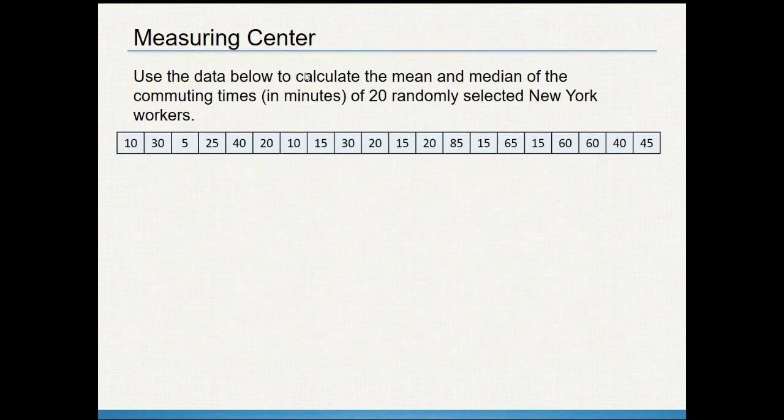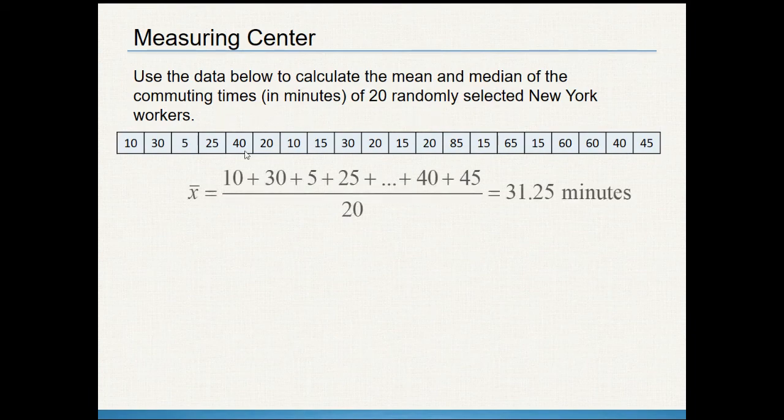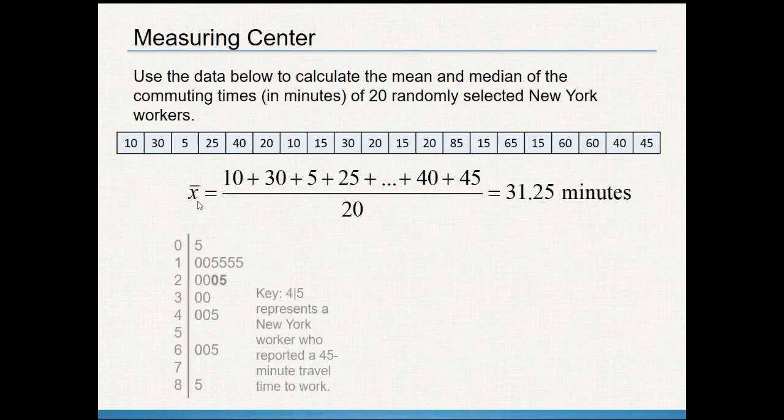So we have a data set here. Let's use this data set to calculate the mean and the median. This is commuting times in minutes of 20 randomly selected New York workers. To calculate the mean, we would add them all together. So we'll go down through here and add up all these numbers, and we'll divide by 20, which gives us about 31.25 minutes. That is your x bar, your mean.